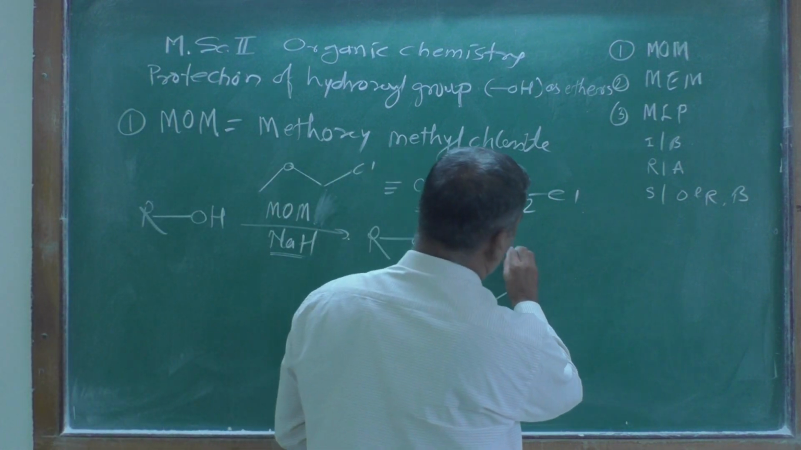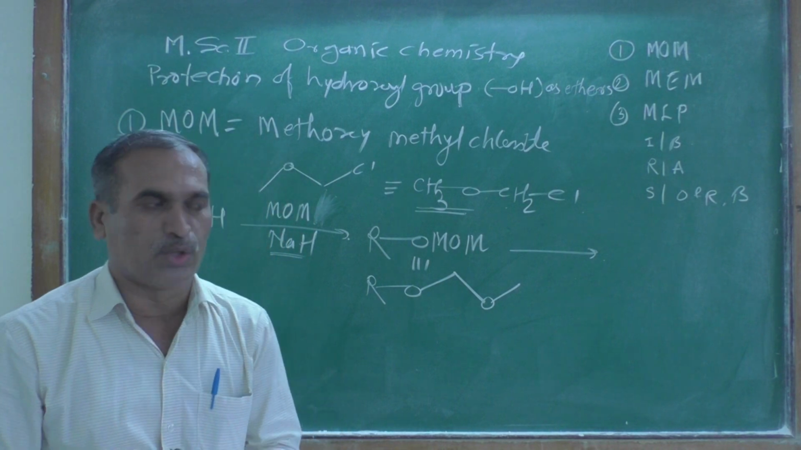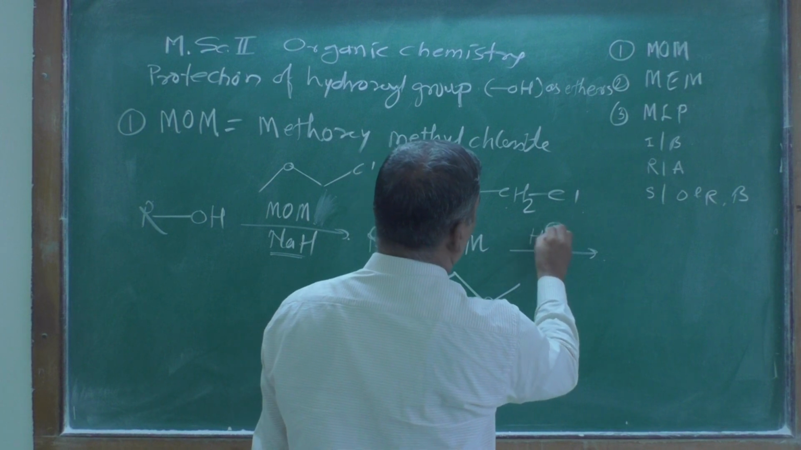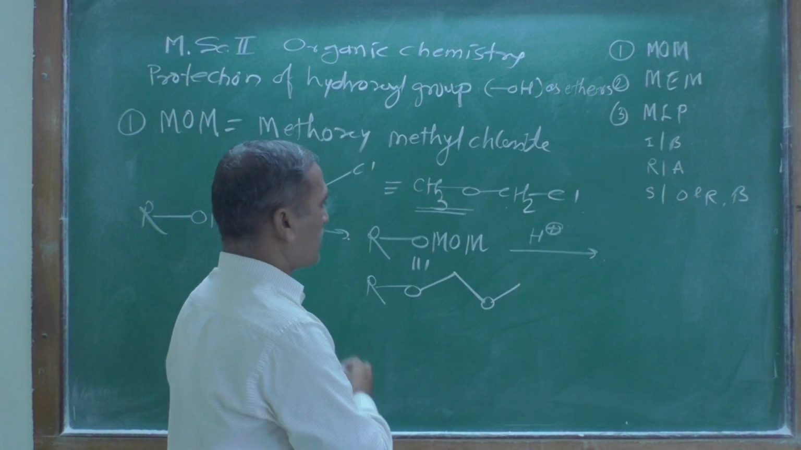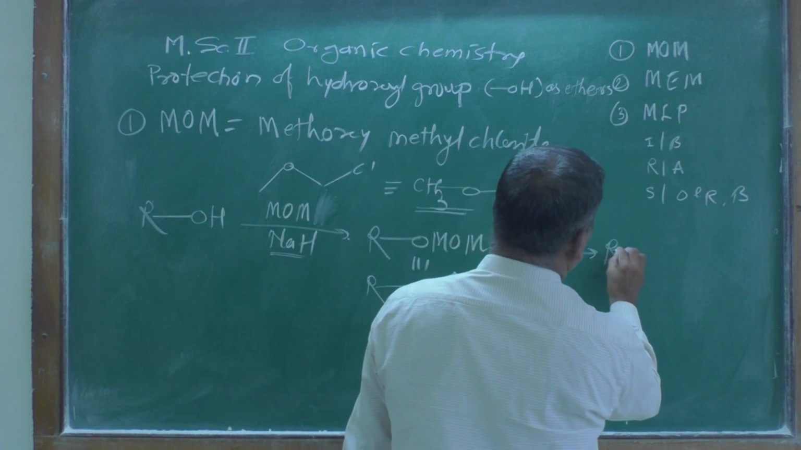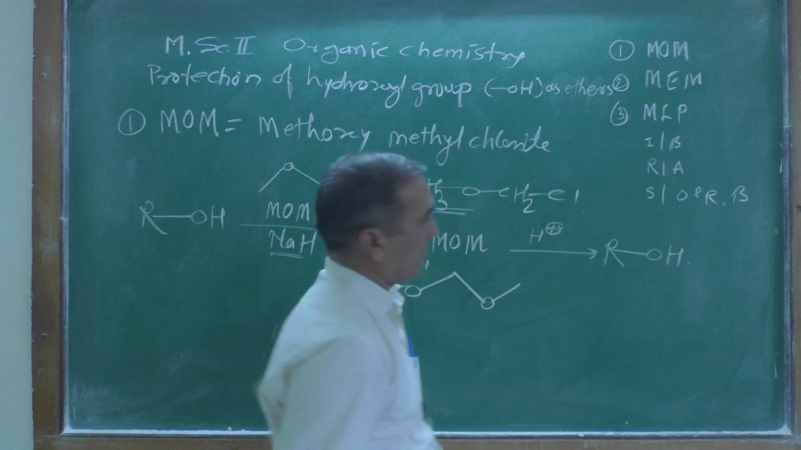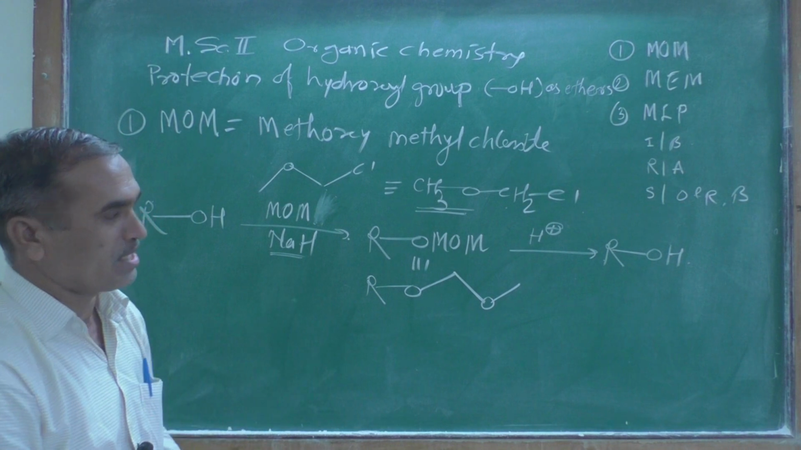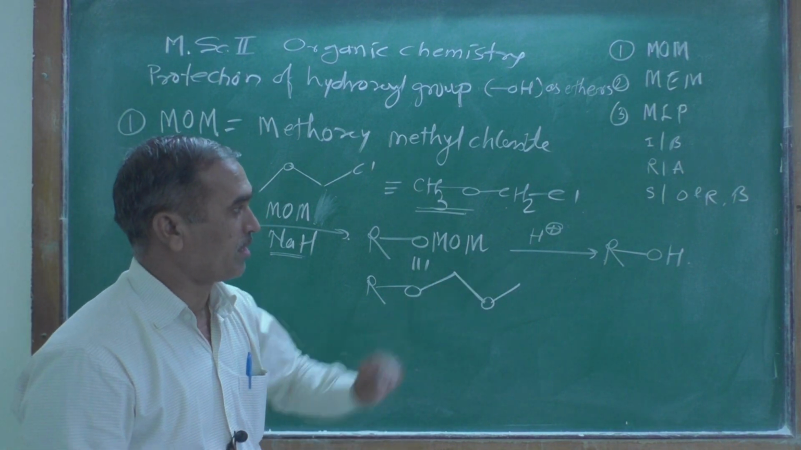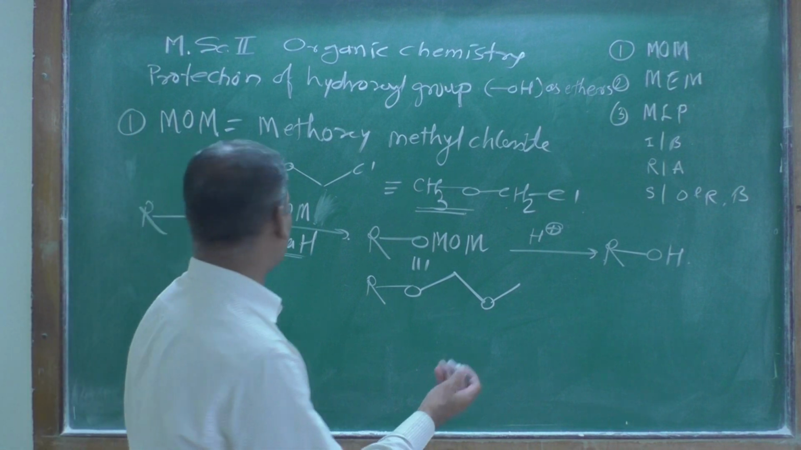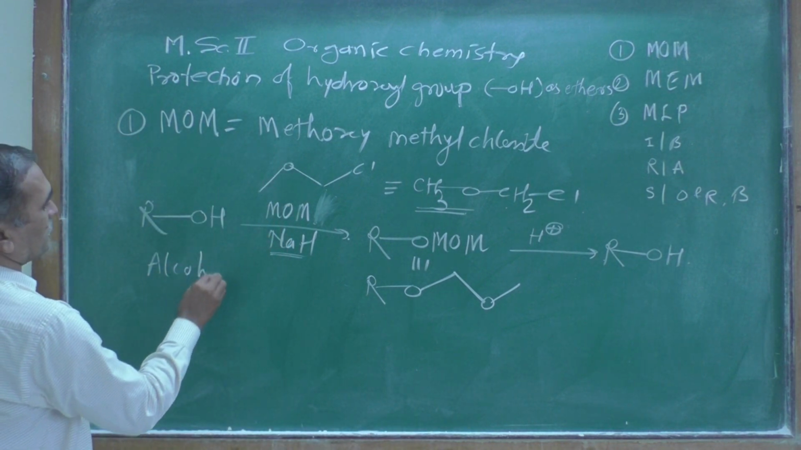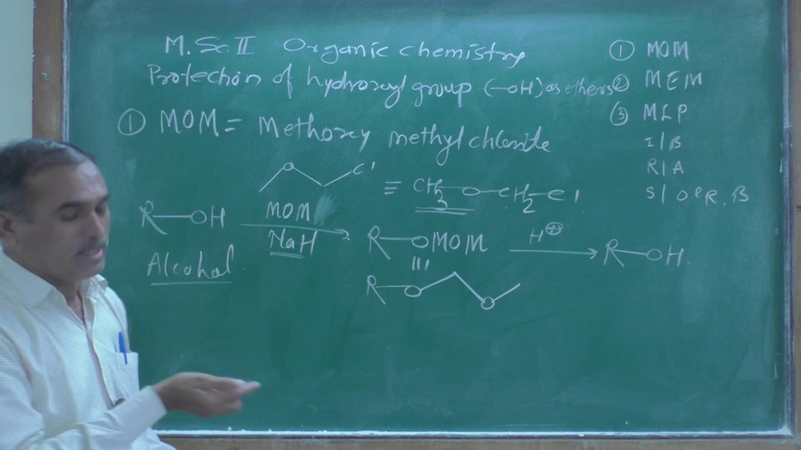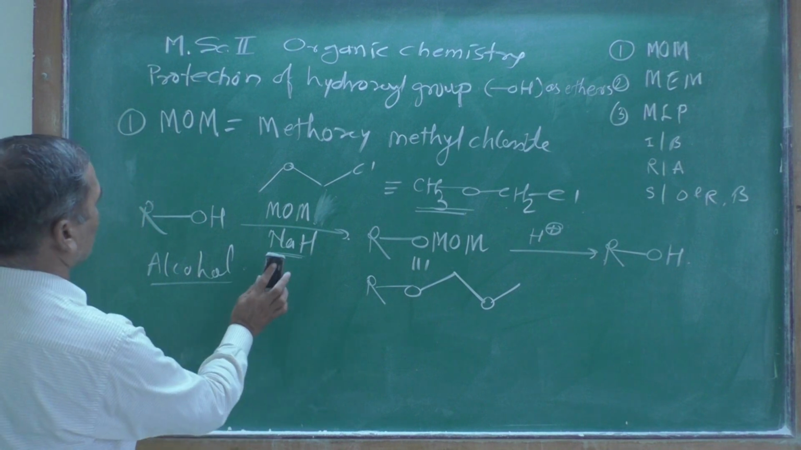Now this deprotection can be carried out under acidic condition. You can treat this compound in presence of acid. The resulting compound is obtained as an alcohol. And don't think about the side product, that is the main product we are getting here, which is an alcohol. As we know, the starting compound is an alcohol which has the general formula ROH. Now let us look at the mechanism of protection.